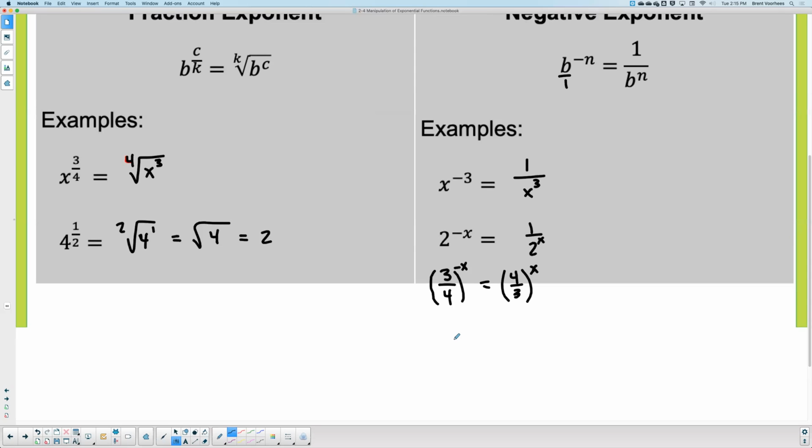So what were the 3 properties called? Product, quotient, power. And then we have 2 other rules, which are how do we treat fractions that are exponents, and how do we treat negative exponents. All right, with all that, we're going to use all 5 of those rules.